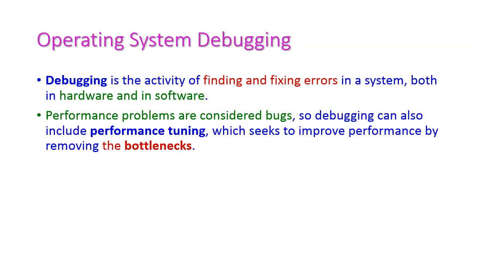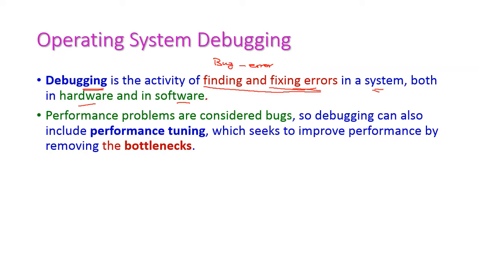Before that, let us discuss something about debugging. What is debugging? Debugging is the activity of finding and fixing errors in the system. Bug means error. Debugging means finding and fixing the errors, that is, removing errors in the system that may be either in hardware or in software. Wherever it may be, we need to remove the errors, and then it is called debugging.